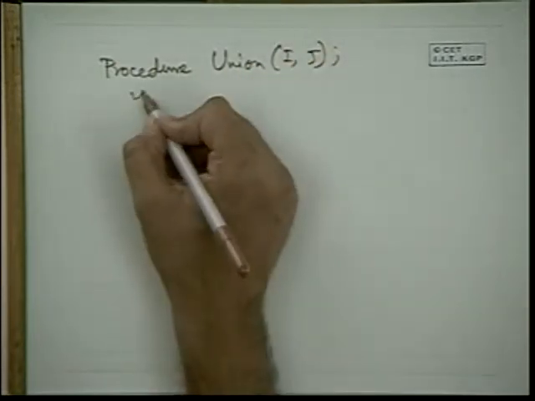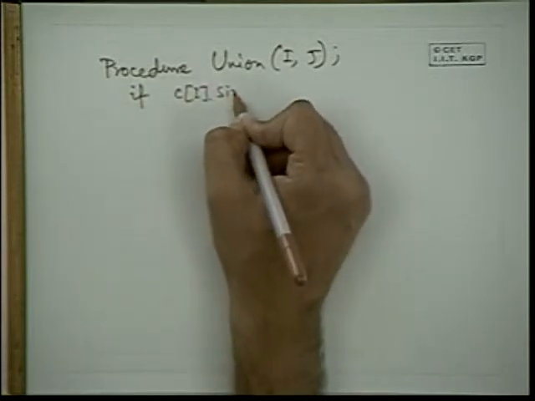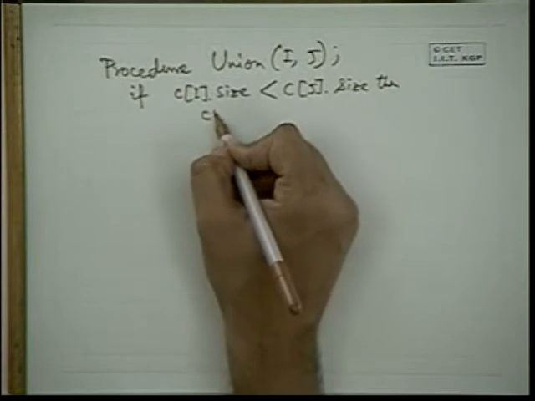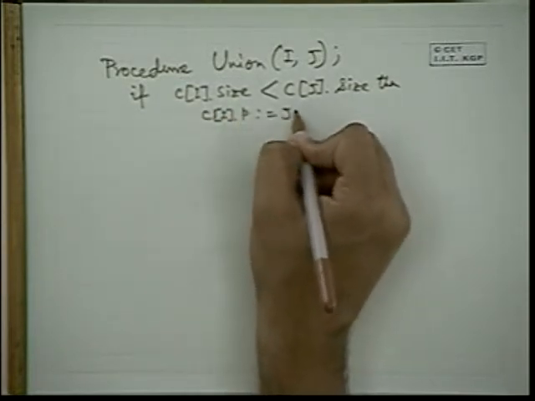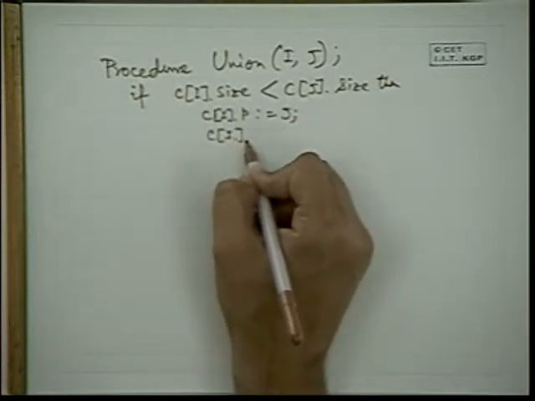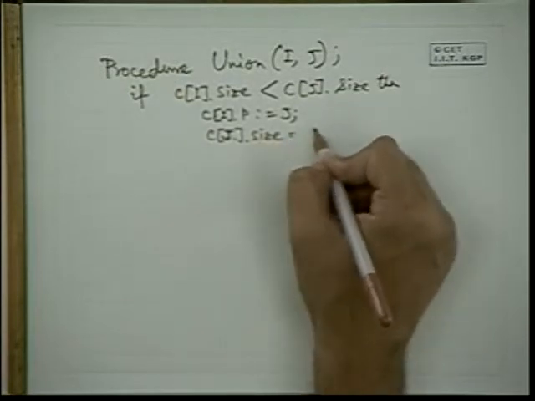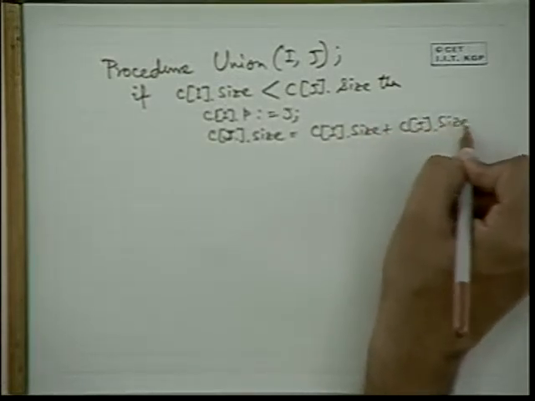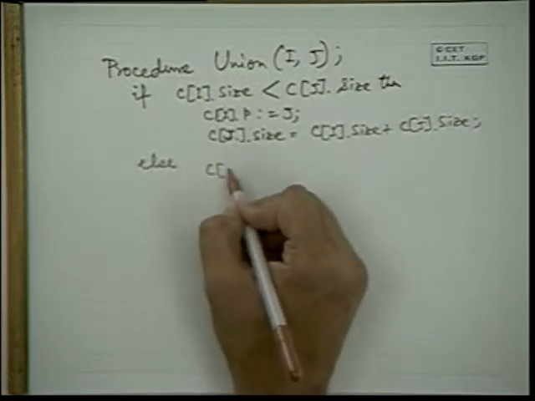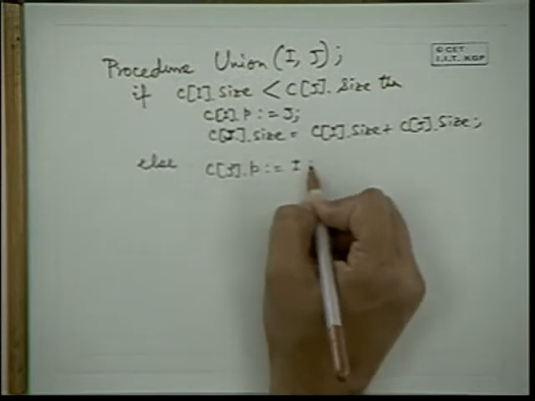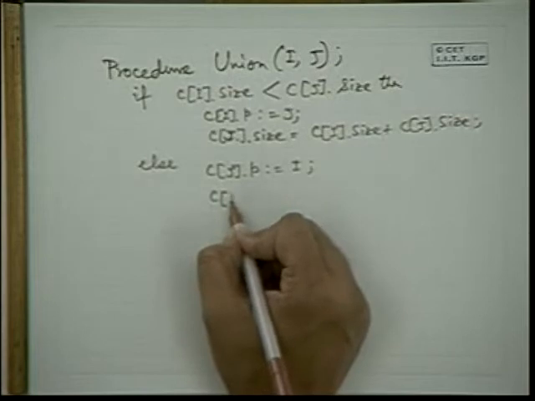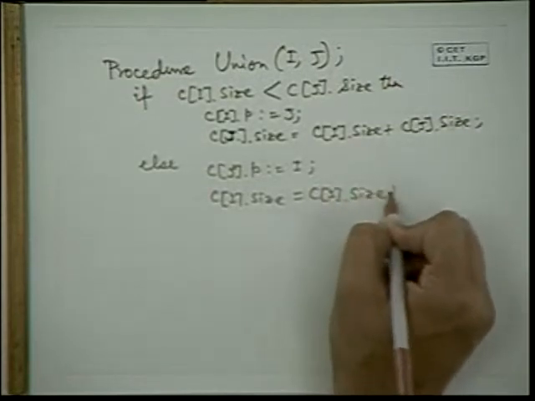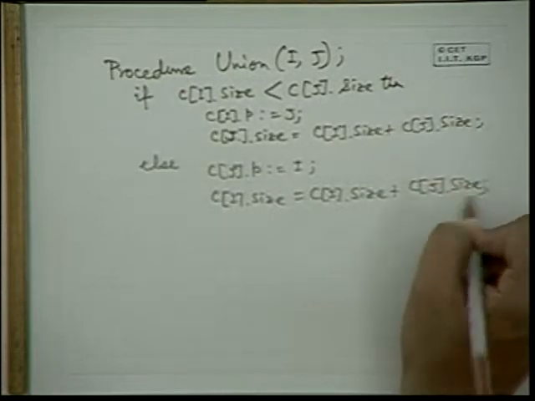Union(i, j): if Ci dot size is less than Cj dot size, then Ci dot p is equal to j. Here you change Cj dot size, sorry, Cj dot size equal to Ci dot size plus Cj dot size, else Cj dot p equal to i, and here you change Ci dot size equal to Ci dot size plus Cj dot size, and end if.